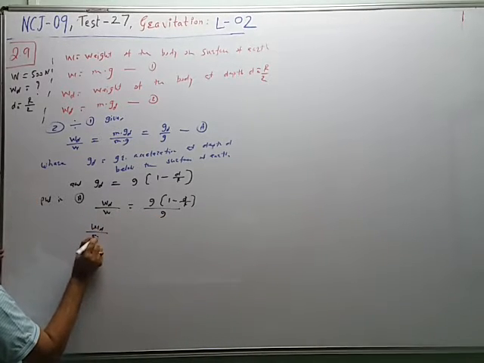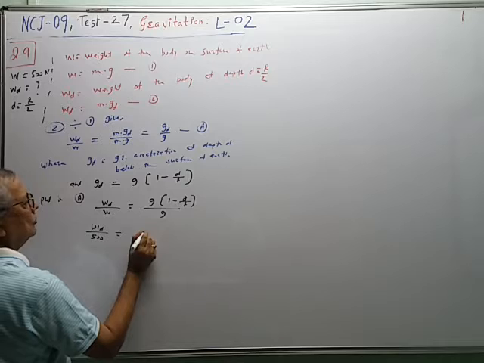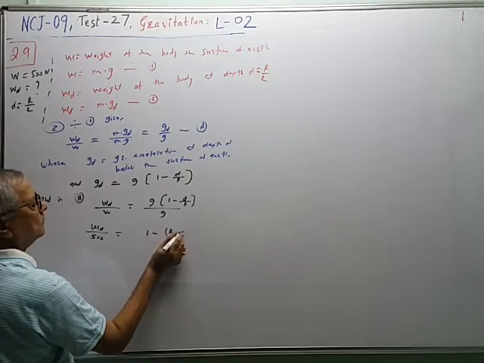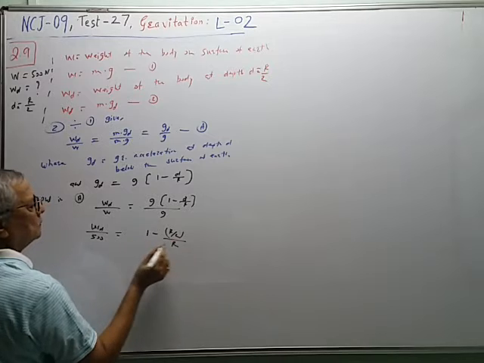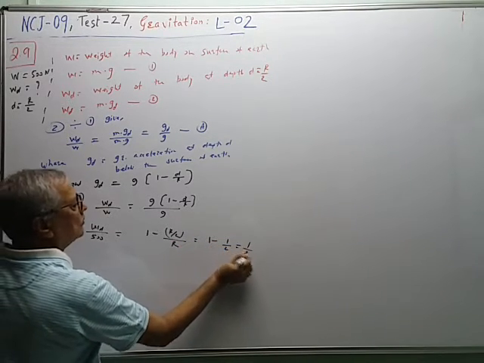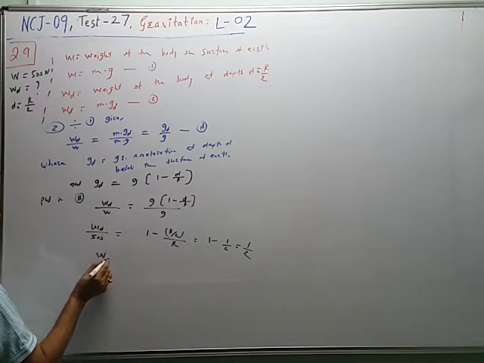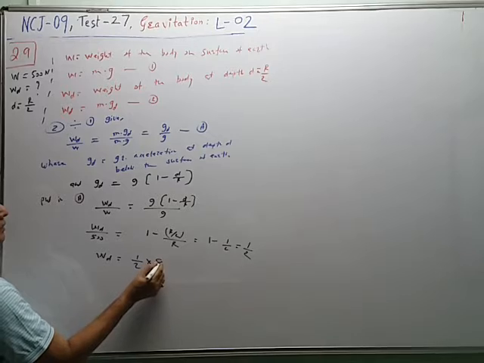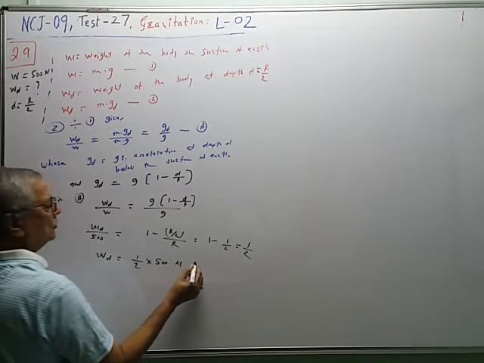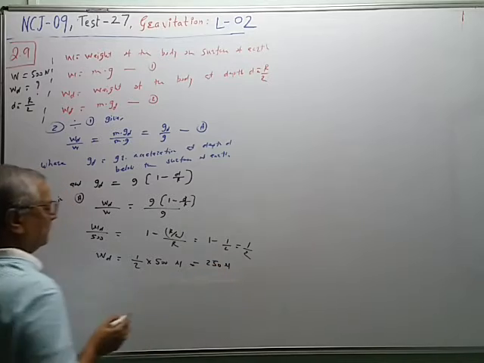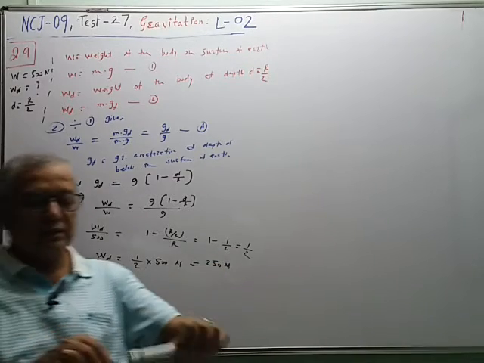So WD upon 500 is equal to 1 minus the value of D, R by 2, by R. So this is equal to 1 minus 1 half. So that is equal to 1 half. Therefore, weight at depth D is equal to 1 half multiplied by 500 Newton. So that is equal to 250 Newton. So the correct answer is this.